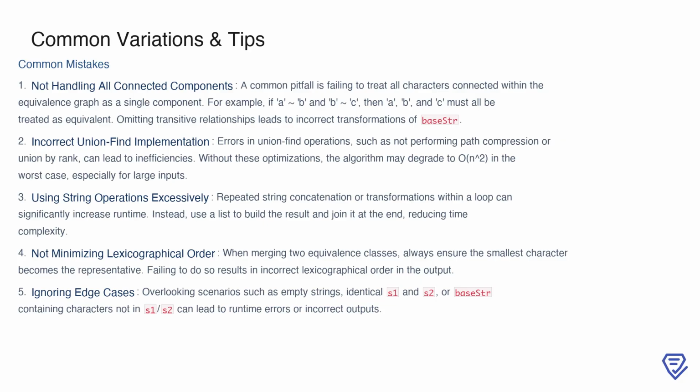Another issue to watch out for is excessive use of string operations. For instance, repeatedly concatenating strings inside a loop is costly. Instead, build your result using a list and join it at the end for better performance. Additionally, when merging two equivalence classes, always ensure the smallest character becomes the representative. This guarantees the output remains in lexicographical order.